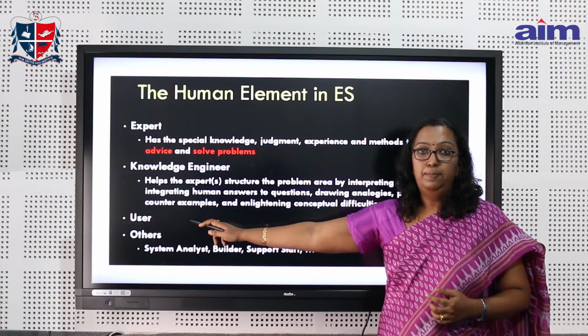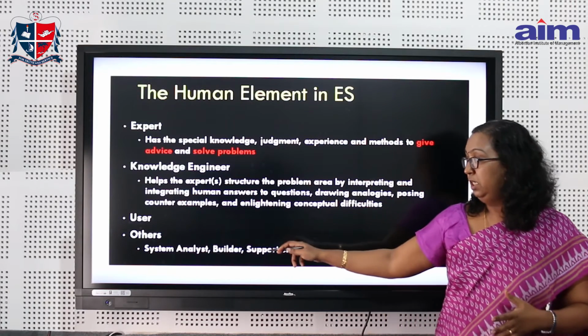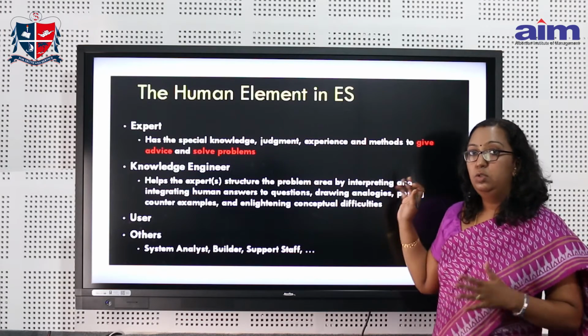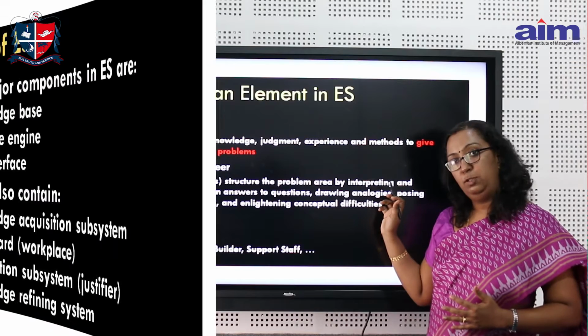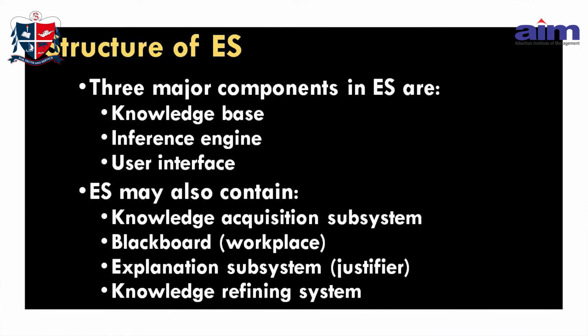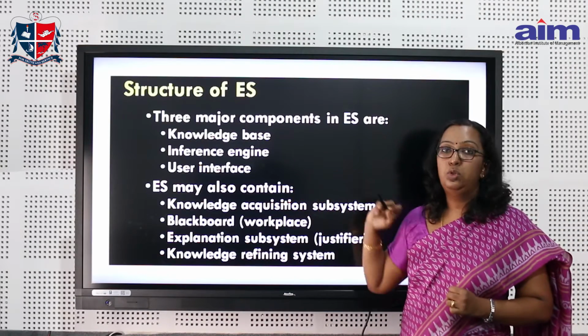And there is the user, and there are other members like system analyst, builder, support staff, etc. So this comprises the human element of expert systems. And there are three basic components in an expert system, that is the knowledge base, inference engine, and user interface.